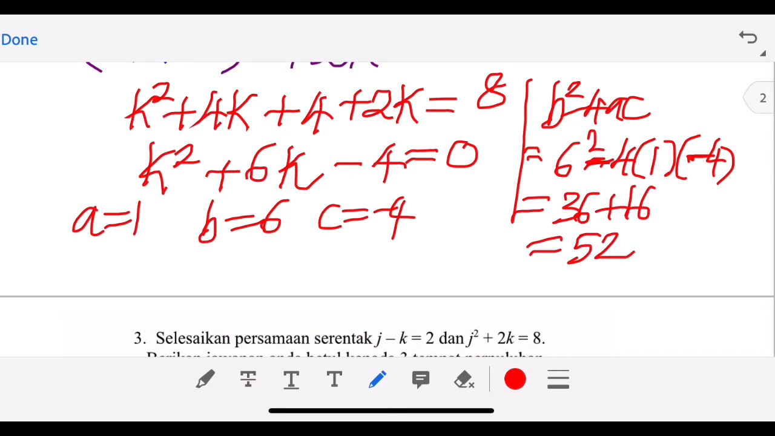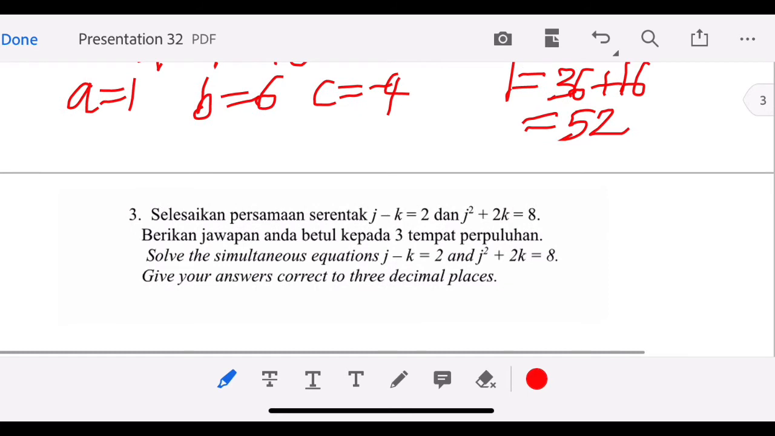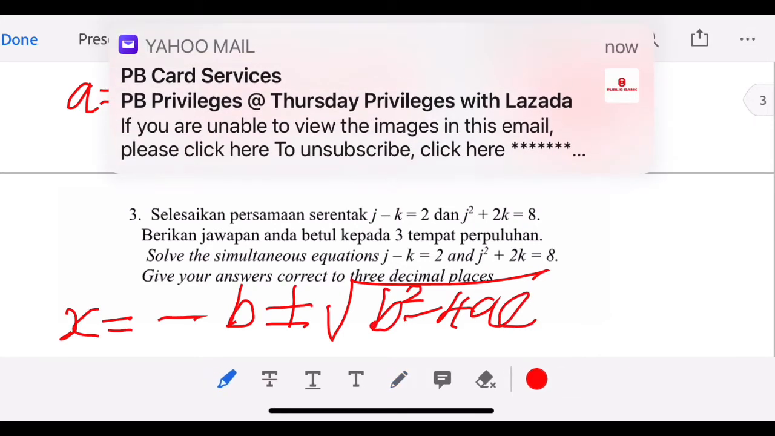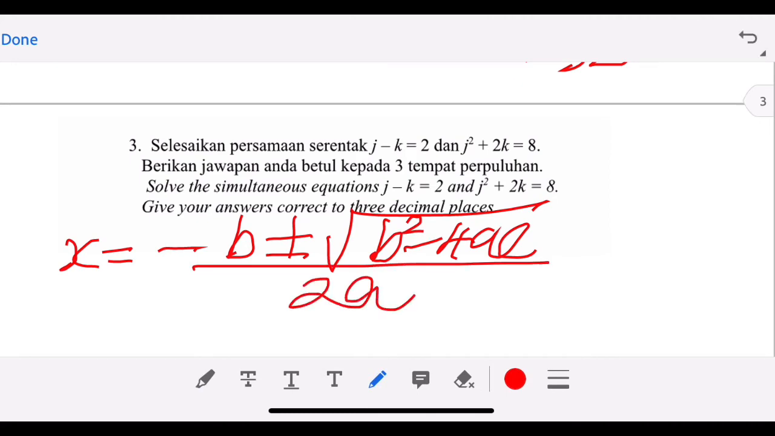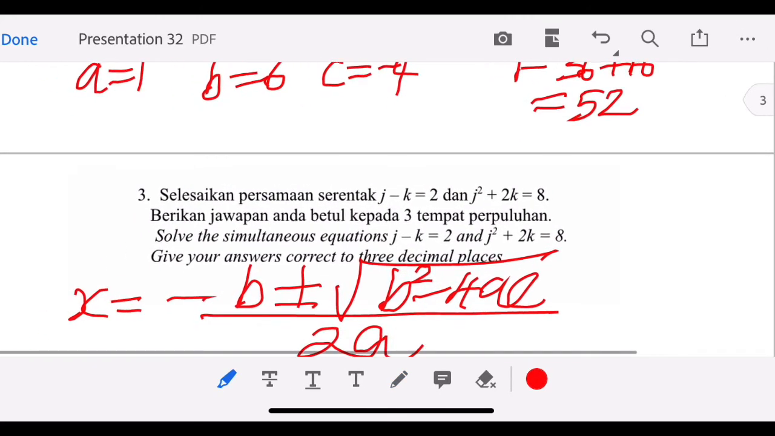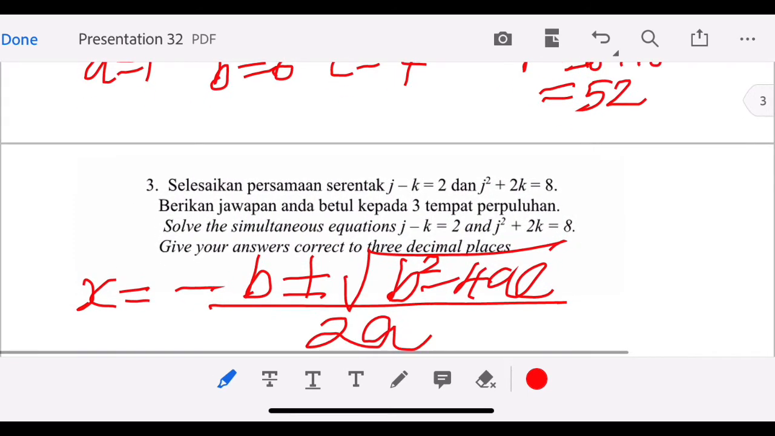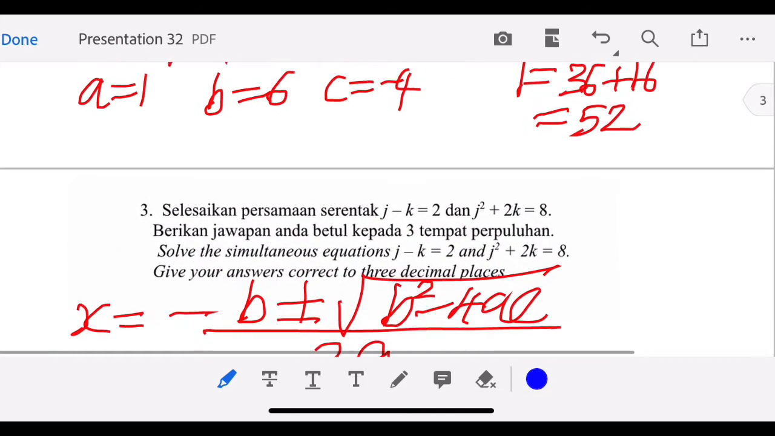If you get 52, you know our formula, you square root 52, what do you get? You get a decimal. So obviously you get a decimal, so you have to use the formula. Please show this formula when you try to find the roots. You cannot just use a calculator to get the answer. I mean, you can use a calculator to check your answer, but this formula is a must to be used to get the answer. So we are going to substitute the 6 here.